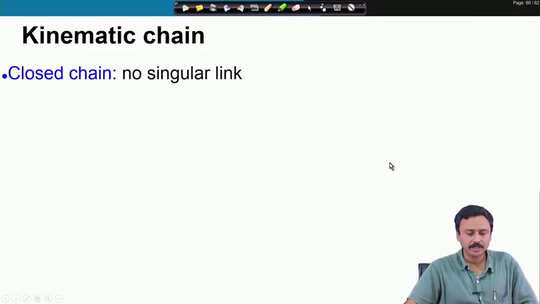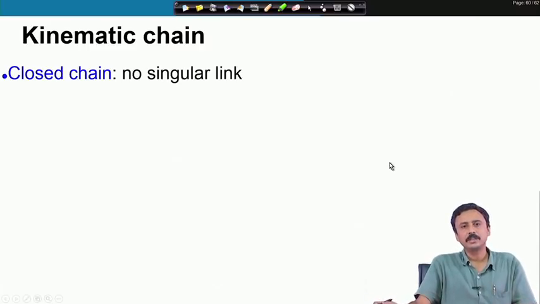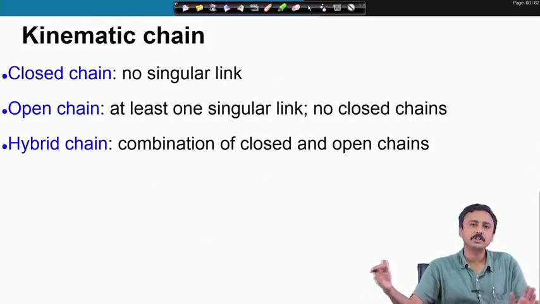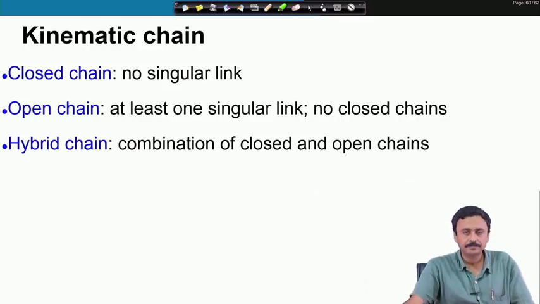So, what is a closed chain? A closed chain is one in which there is no singular link. In an open chain, there is at least one singular link, but no closed chains. And what is a hybrid chain? It is a combination of closed and open kinematic chains.